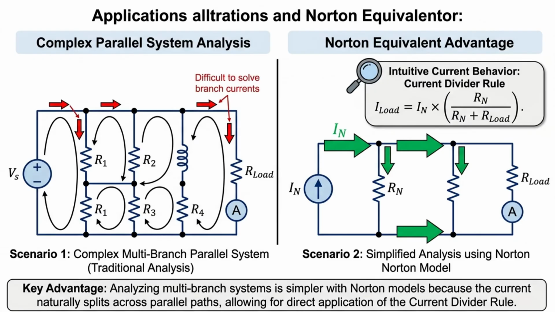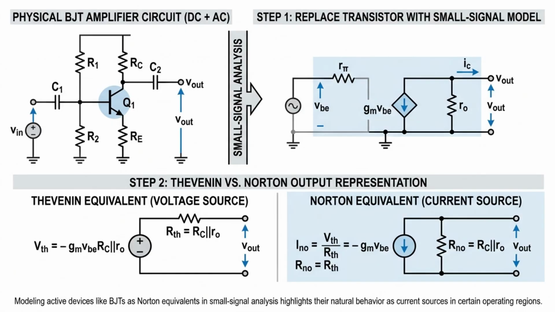In practical circuit design, Norton equivalents are widely used in systems where current behavior is more intuitive than voltage behavior. Parallel networks, current dividers, and multi-branch systems are often easier to analyze using Norton models because current naturally splits across parallel paths. Engineers also use Norton equivalents when modeling active devices such as transistors in small signal analysis.